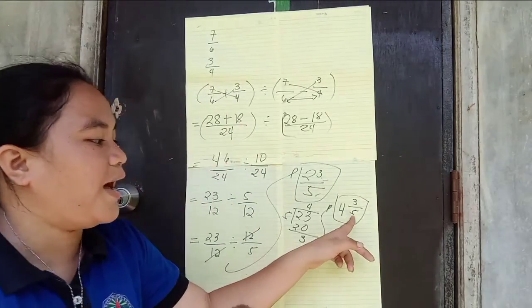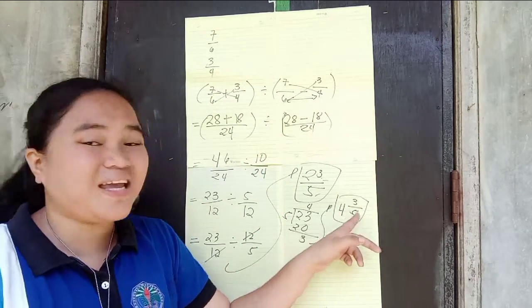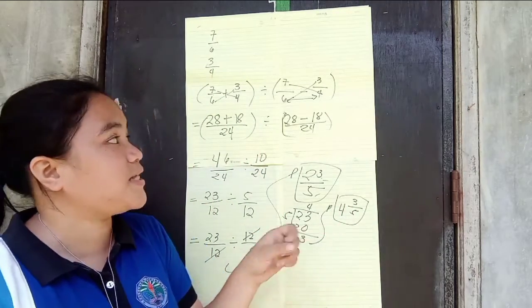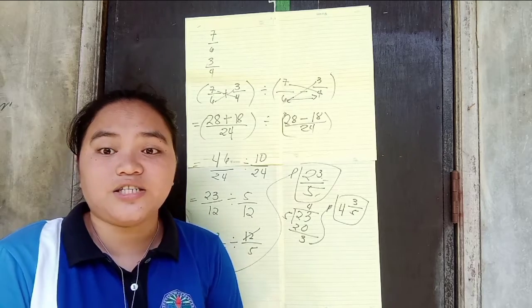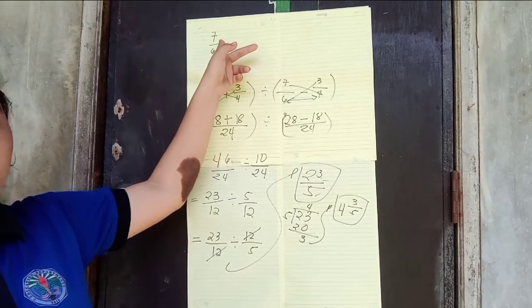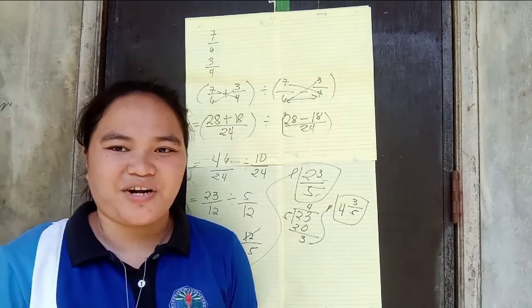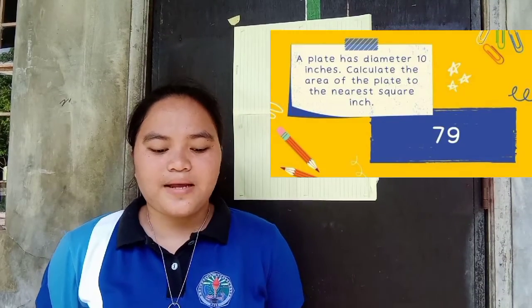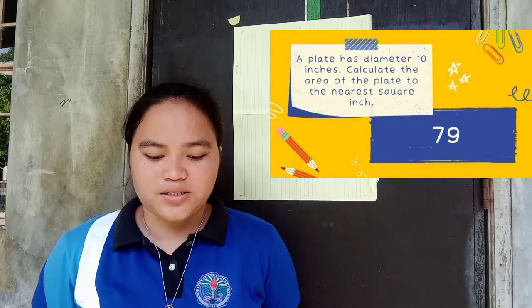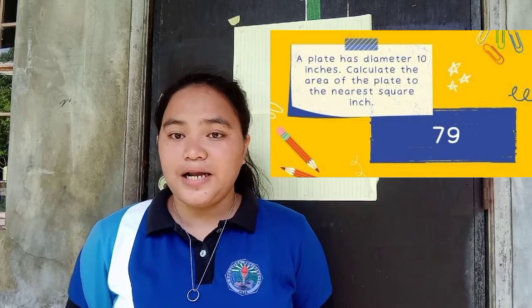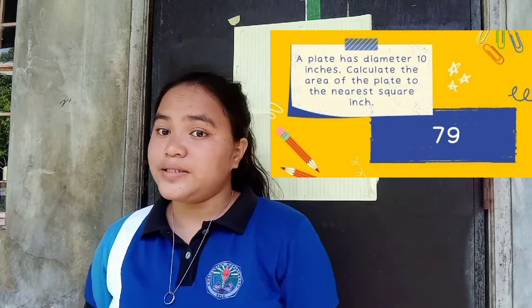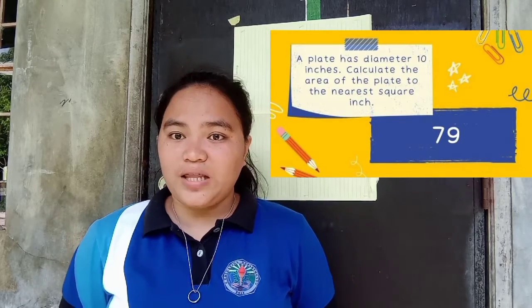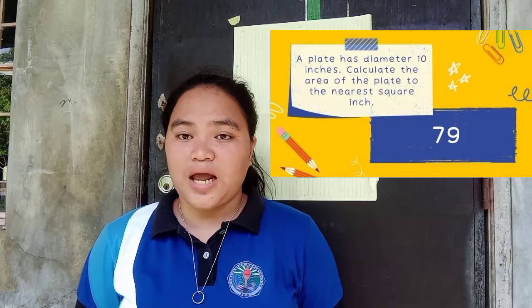Ito po yung another answer, or magiging answer, or pwedeng maging answer sa question na the result of sum of 7 over 6 and 3/4. Okay, our next question is, a plate has diameter of 10 inches and calculate the area of the plate into the nearest square inch. Ang given answer po natin dito is 79 inches.